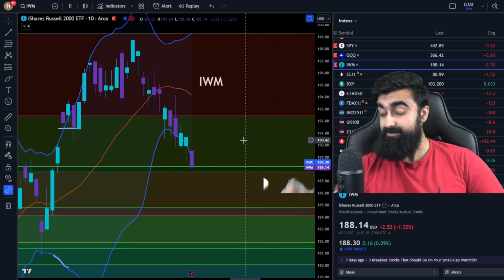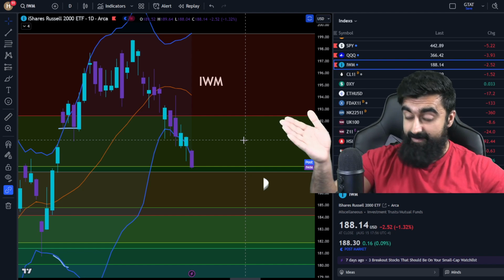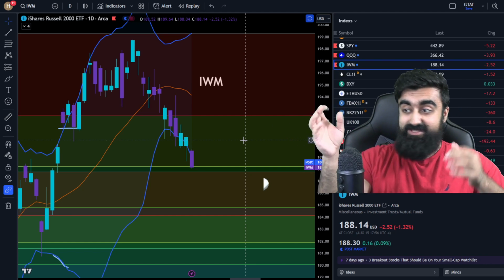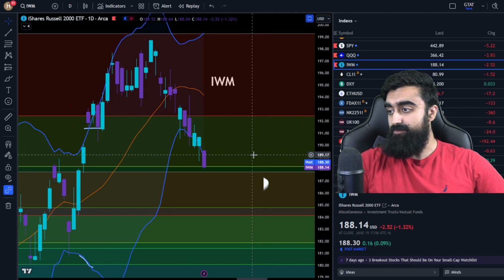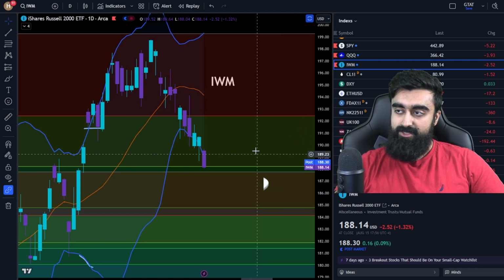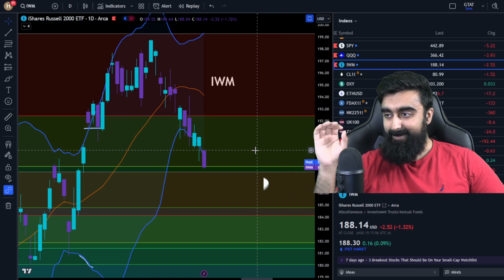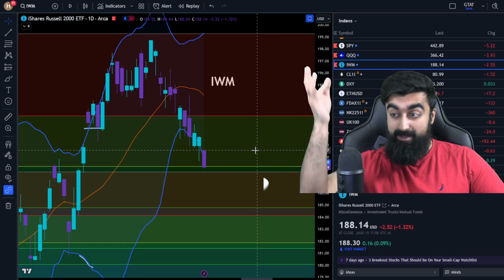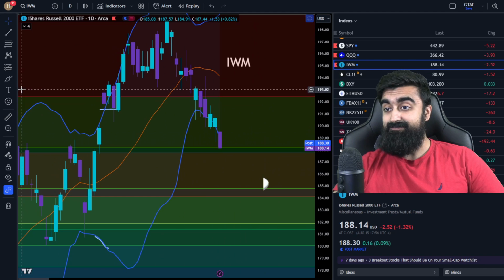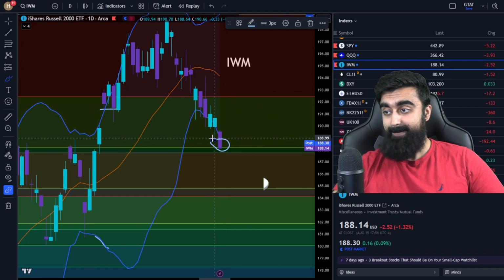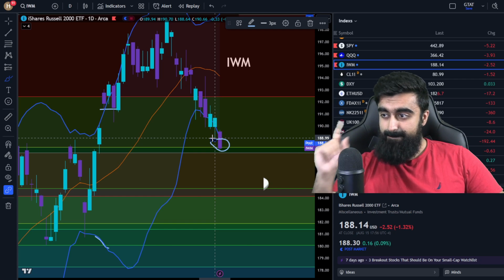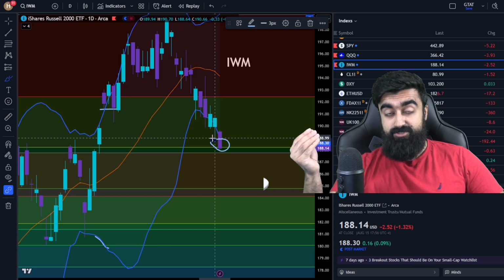Even the IWM, for example, is clearly very overextended to the downside. But because there's not enough buyers, we came to a major level of support here, 187, 188 on the IWM, super important. Generally, if we were in an uptrend, not in a downtrend, this would be a massive buying opportunity. We could easily bounce off of this, but it's not screaming bullishness.